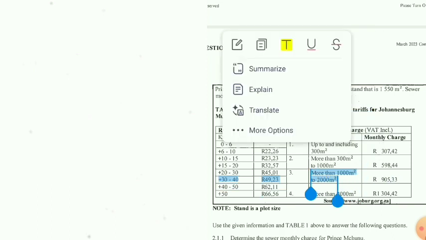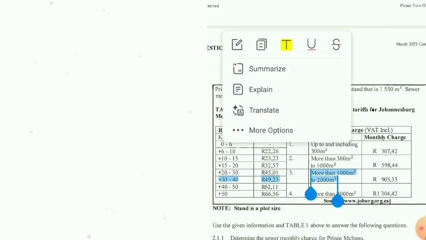Let me just put it on, it's between here. This one is very straightforward, guys. Please don't mind the other things here. Just mind block 3, the one that is more than 1,000 m2 up to 2,000 m2. So that's why we take the monthly charge of 905.33.